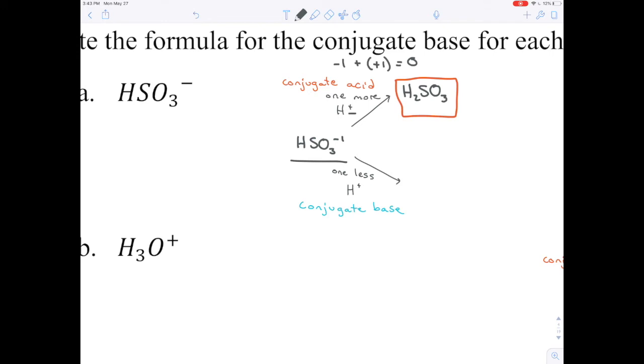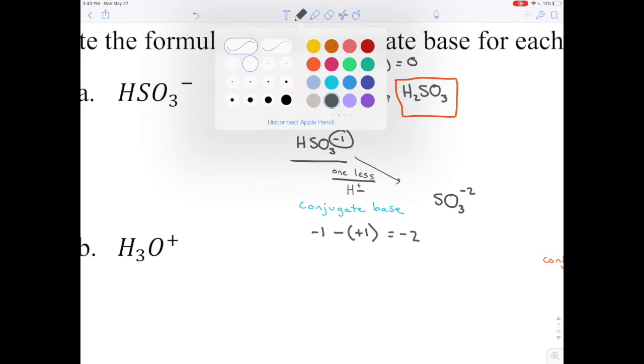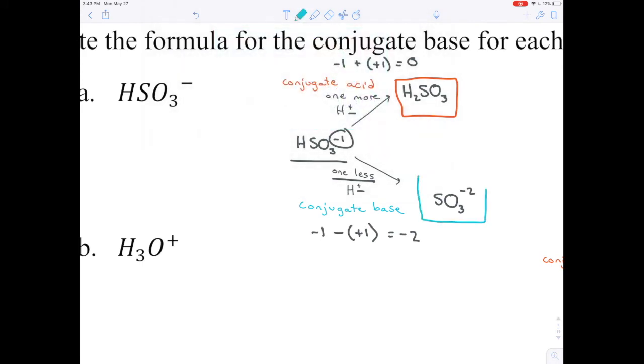HSO3 1 minus has only one H. Take the H away, and you have none left. So you'd be left with SO3. So much for the H. Now let's subtract +1 from the charge. The charge starts as -1. If we have 1 less, so we subtract +1 from the charge, then the overall charge will be -2. And that's what you'd write in the top right. So the conjugate base for HSO3 1 minus is SO3 2 minus.